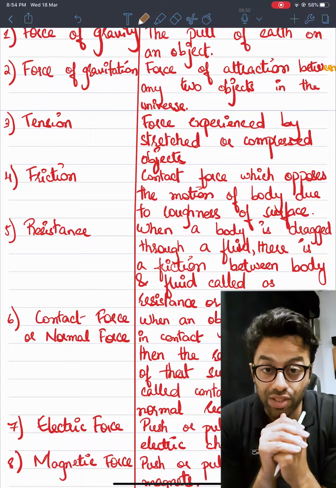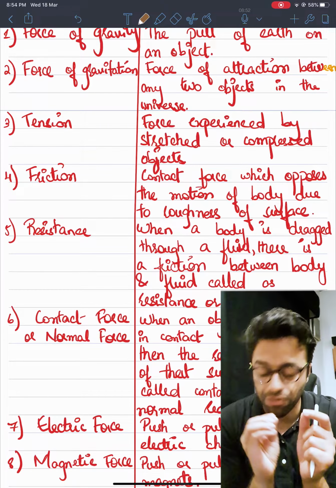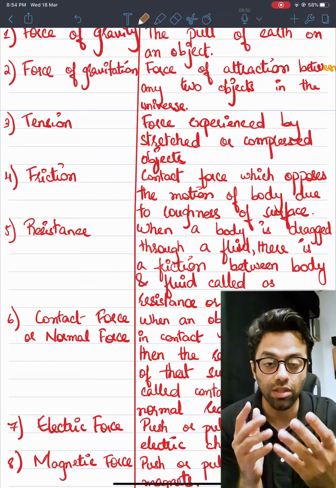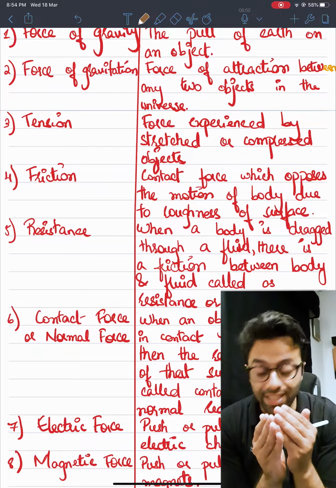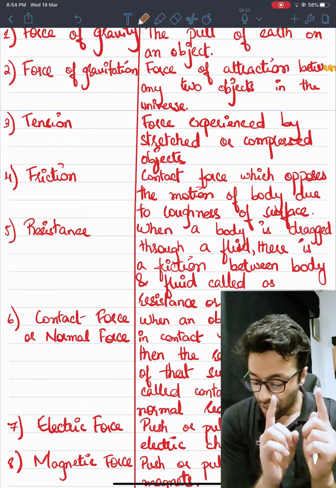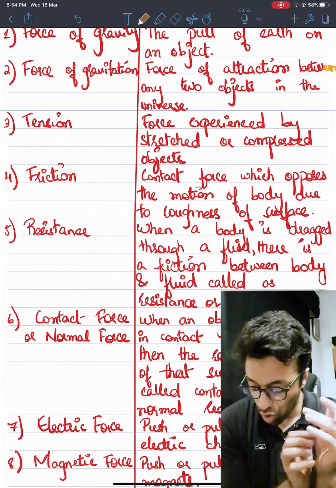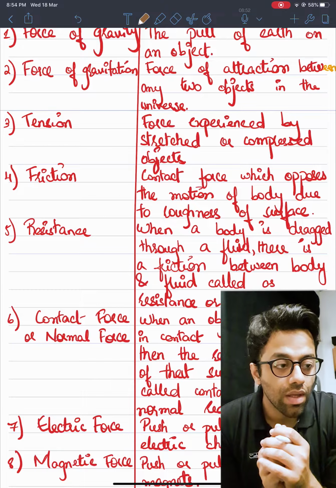Next is force of friction. Force of friction is very, very, very important. It is the reason that a lot of things are happening in the universe, and we'll talk about this in detail in this chapter. Let's talk about the description. Contact force which opposes the motion of body due to roughness of surface.